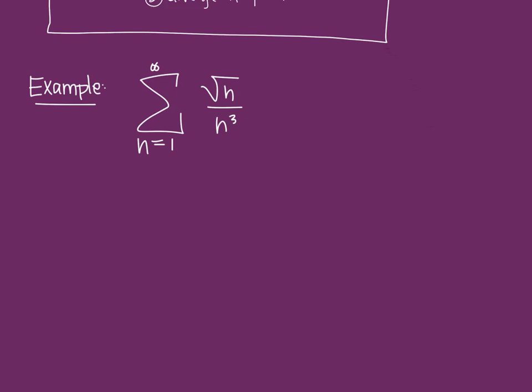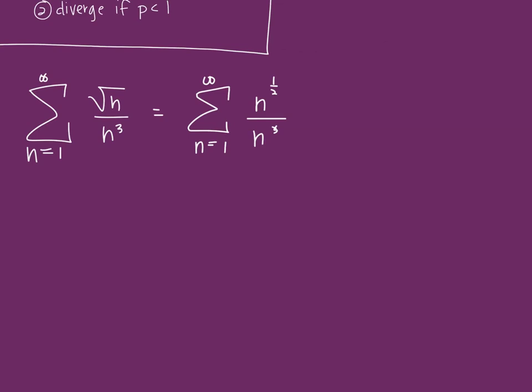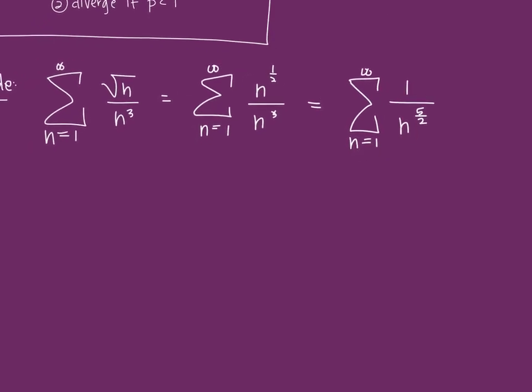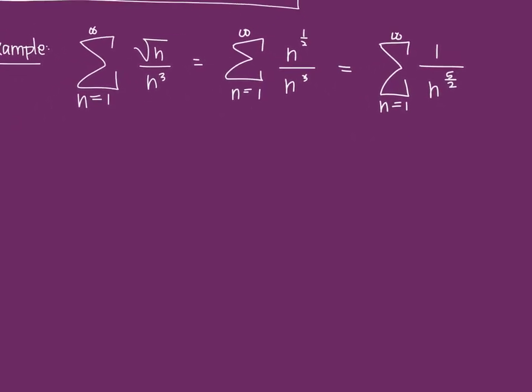But if we could reformat that to apply the p-series test. If we said, oh yeah, this is n to the half, this is n to the 3, therefore, to simplify that by combining powers, you could do 1 over n to the 5 halves. So if you recognize it like that instead, oh, now I can do the p-series test.